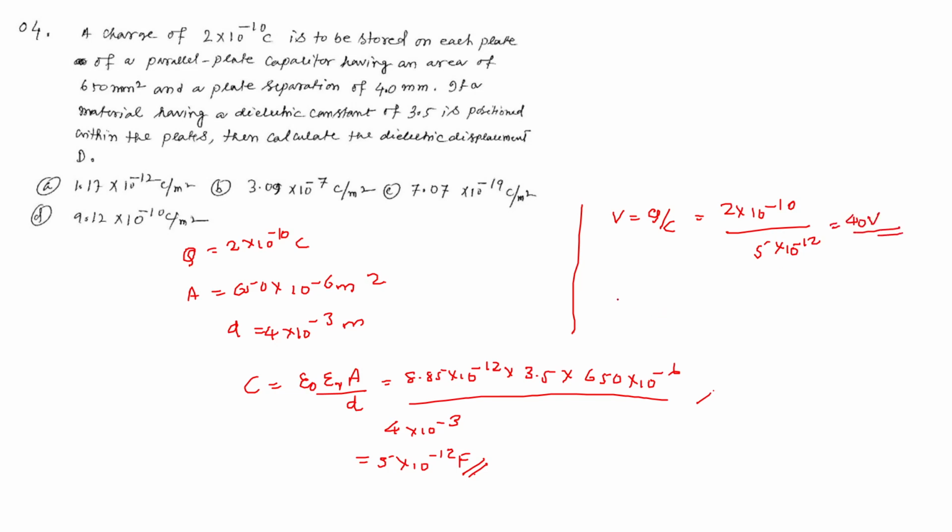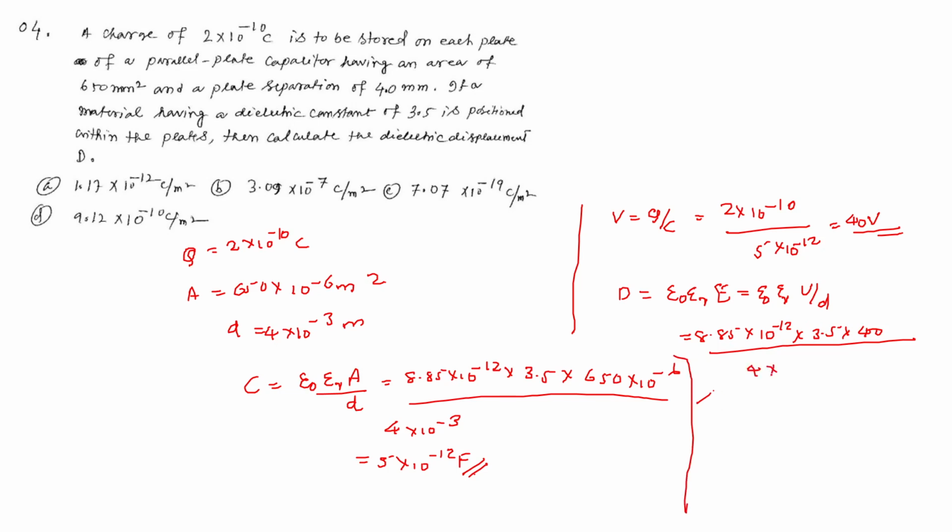Okay, now the dielectric displacement D will be epsilon 0 epsilon R into E. So it will be epsilon 0 epsilon R V by D. So that answer will be 8.85 into 10 to the power minus 12 into 3.5 into 40 divided by 4 into 10 to the power minus 3. So just substitute all the values and multiply it and find the answer. Okay, then let me know which option will be the correct one.